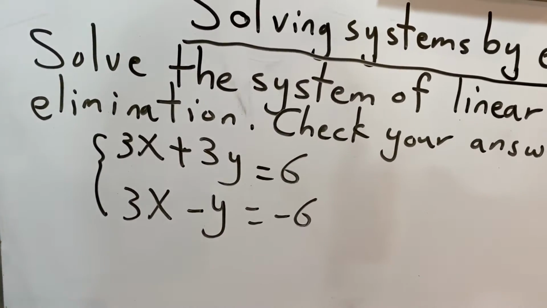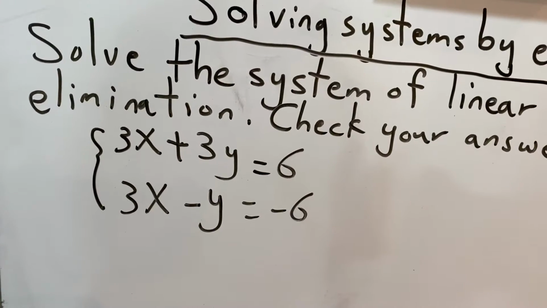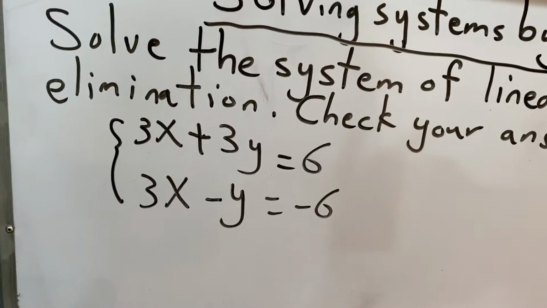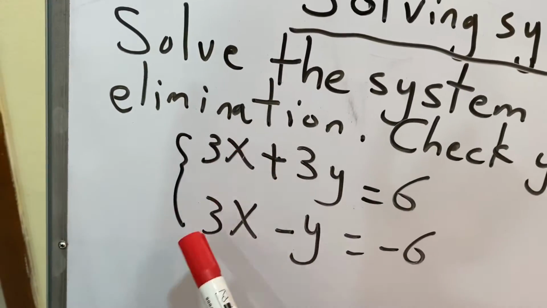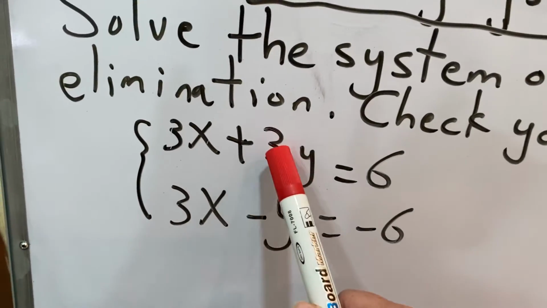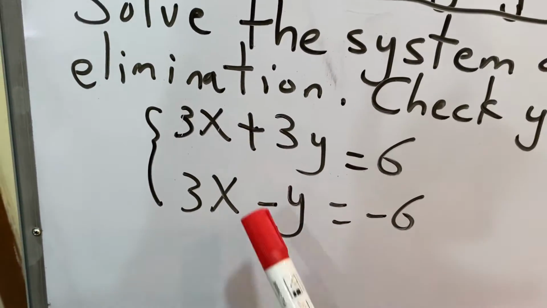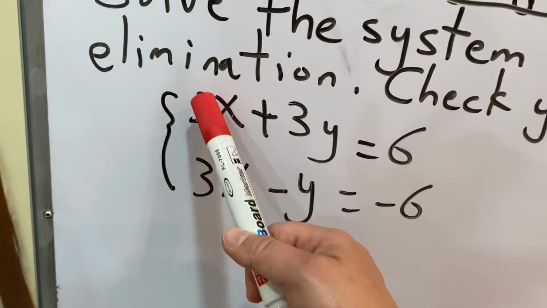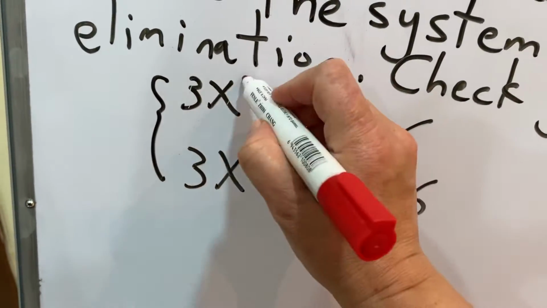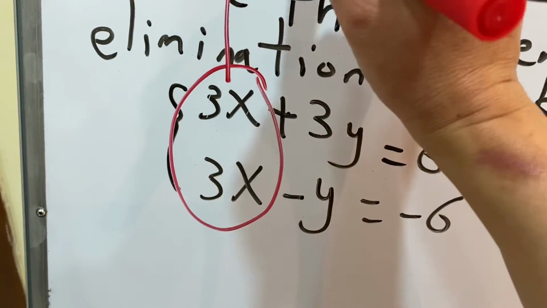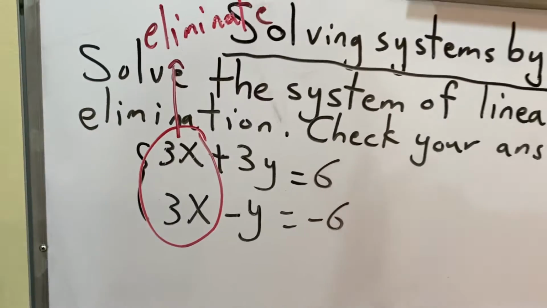I will search for the variable, either x or y, that has the same coefficient beside it. I will look at the x, both of them have 3 beside them. But if I look at the y, here is the 3 and here is negative 1. I don't see the 1, but I know it's negative 1 here. So the one that has the same coefficient is x, so I will choose to eliminate x. This one should be eliminated.